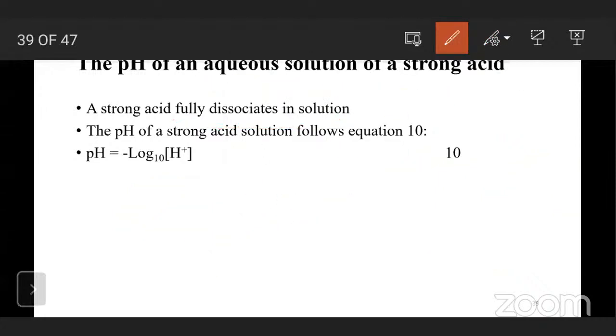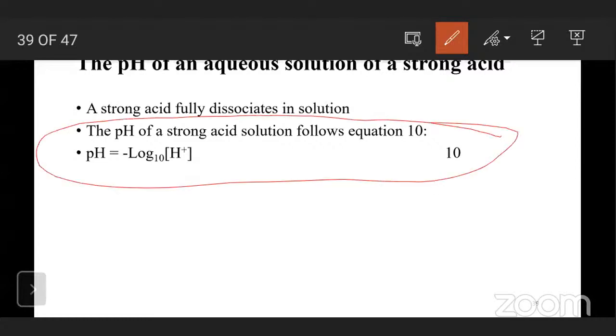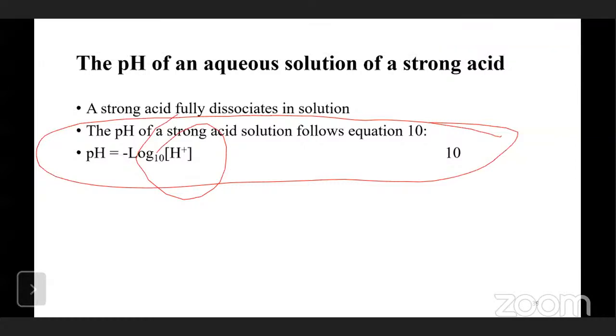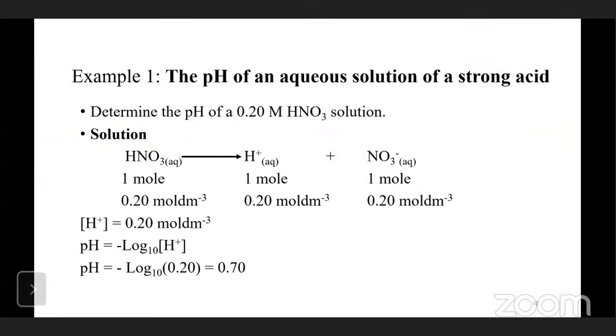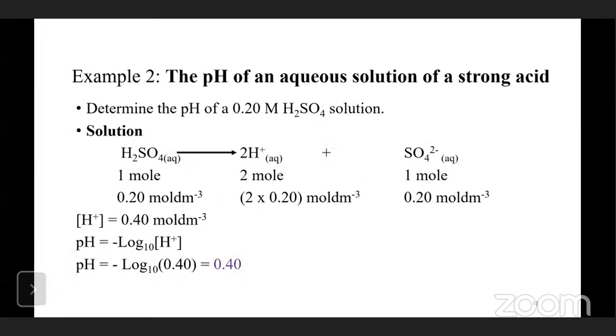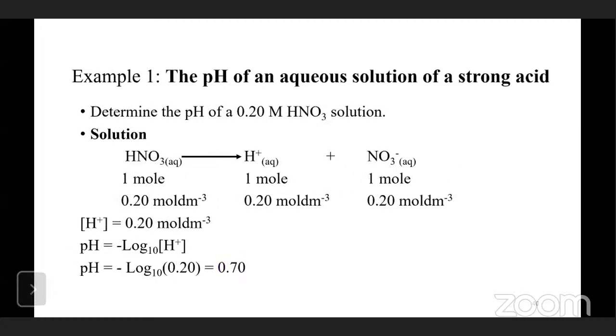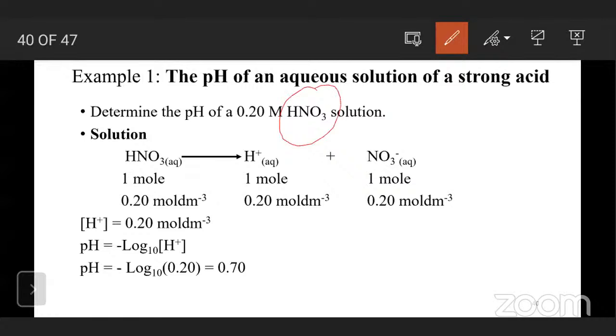Okay, so the pH of a strong acid solution follows this expression, which is equation 10. pH equals minus log to base 10 of the hydrogen ion concentration. How can we apply this formula? HNO3 is a monobasic strong acid. It has one ionizable hydrogen ion. So when it goes into solution, it releases just 1 mole of hydrogen ion.